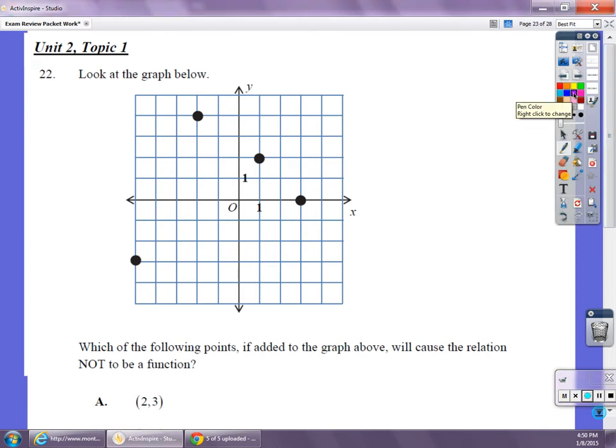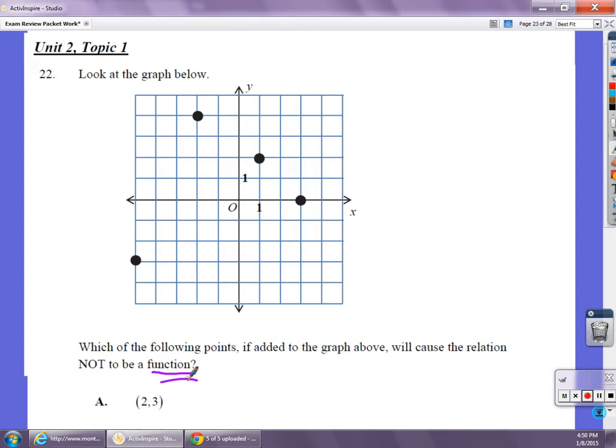Alright, number 22. Look at the graph below. Which of the following points, if added to the graph above, will cause the relation not to be a function? Alright, not to be a function. Well, what is a function?